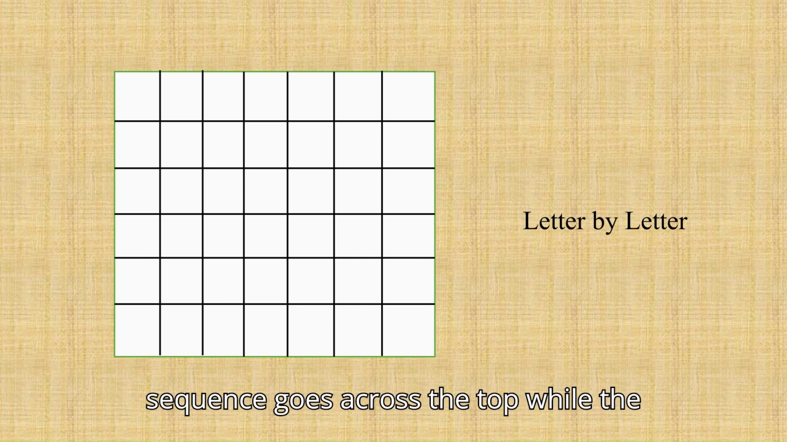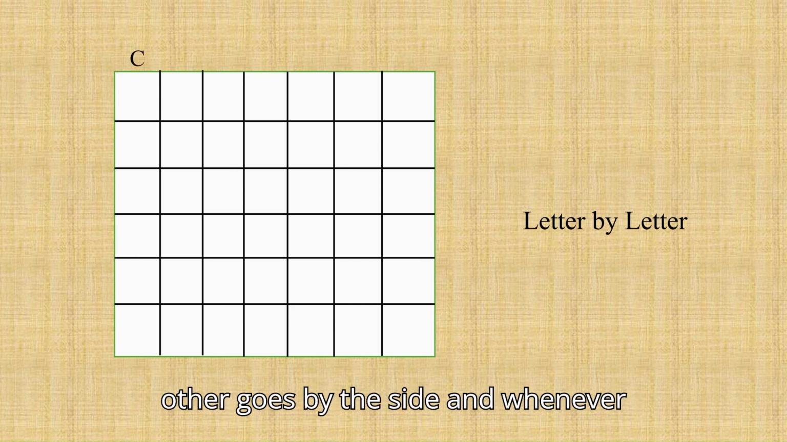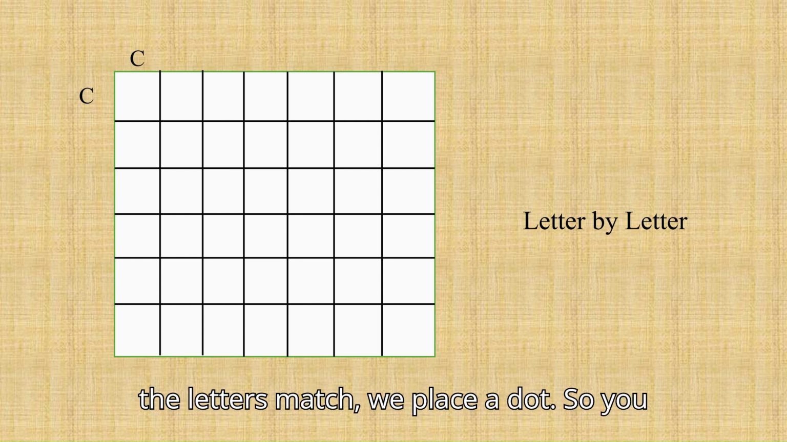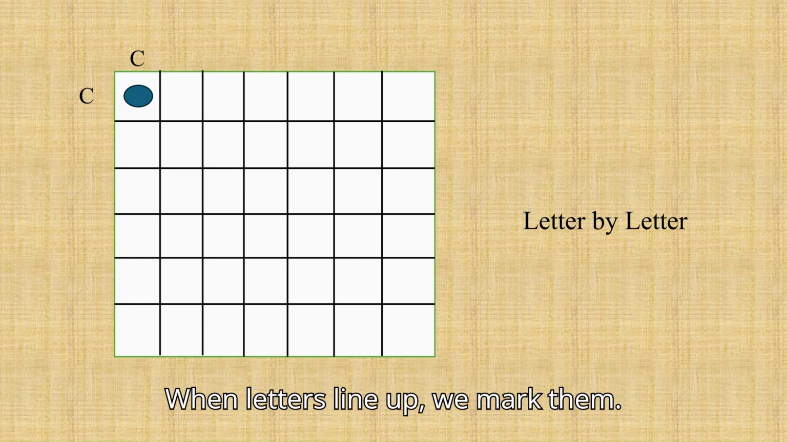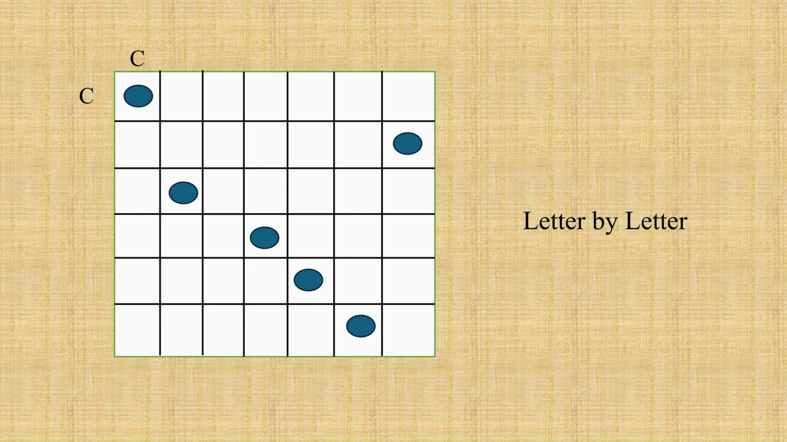Usually, one sequence goes across the top while the other goes by the side. And whenever the letters match, we place a dot. So you can think of it like a crossword puzzle. When letters line up, we mark them.